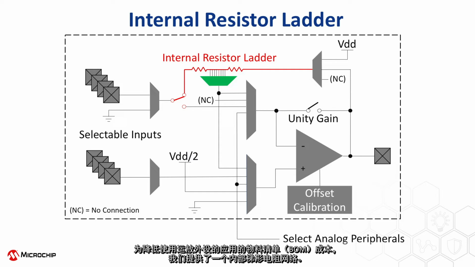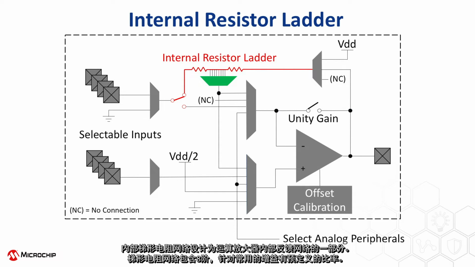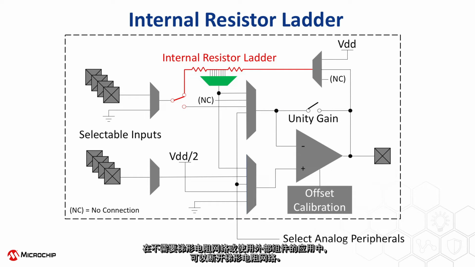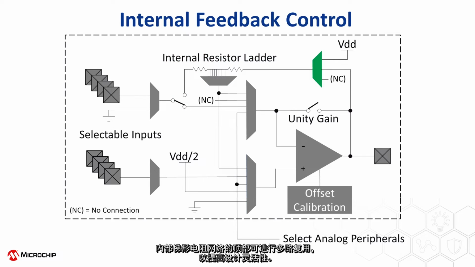ladder is provided. The internal resistor ladder is designed to be utilized as a part of the internal feedback network of the operational amplifier. There are 8 steps available on the ladder with predefined ratios at commonly used gains. The ladder can be disconnected in applications where it is unneeded or where external components are in use. The top of the internal resistor ladder is multiplexed for design flexibility.